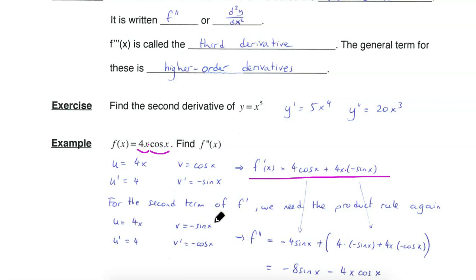And now I can write the derivative of the second term. So we already found negative 4 sine x, plus I just put a big parenthesis for safety reasons so that I know I'm not going to make a mistake, and I do u prime v plus u v prime inside this bigger parenthesis. All in all, after you put like terms together, the answer is f double prime of x equals negative 8 sine x minus 4x cosine x.